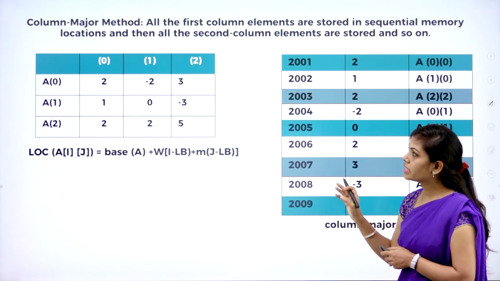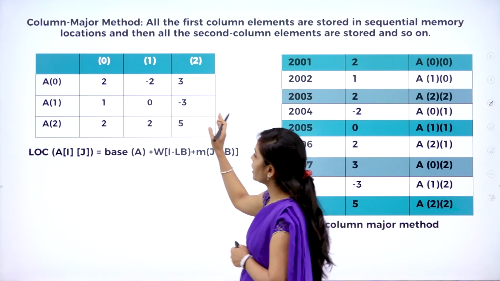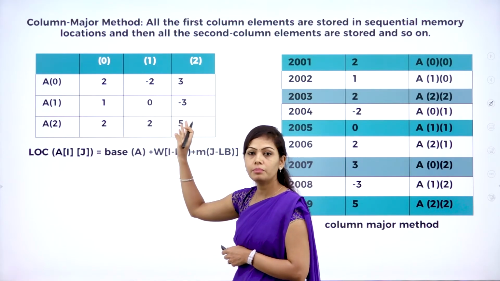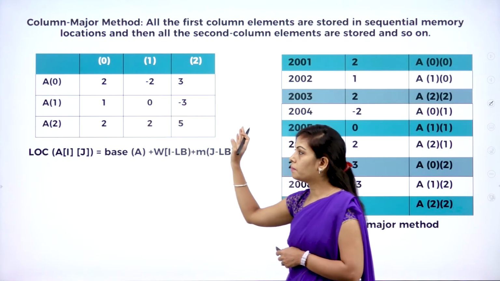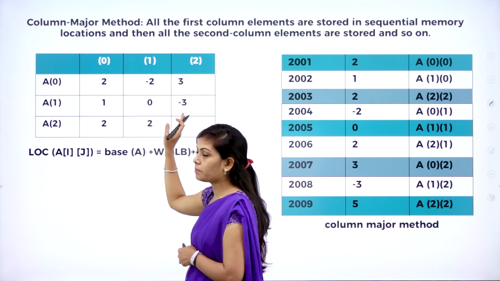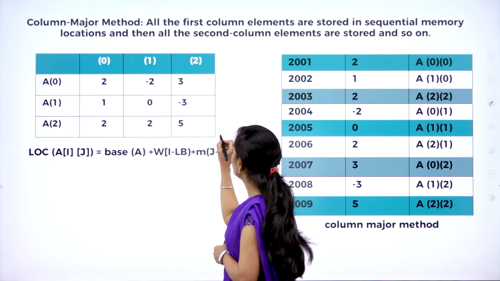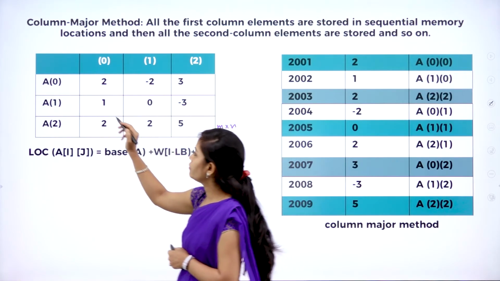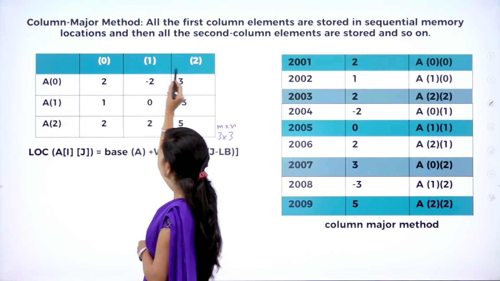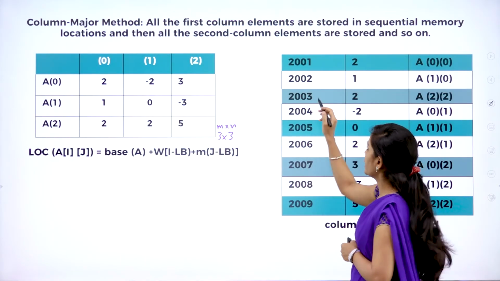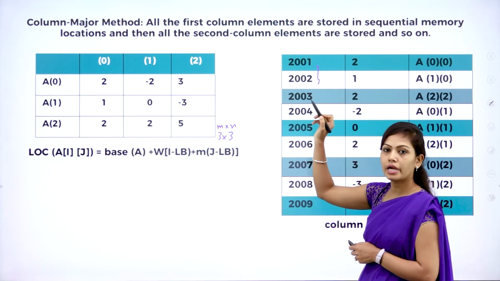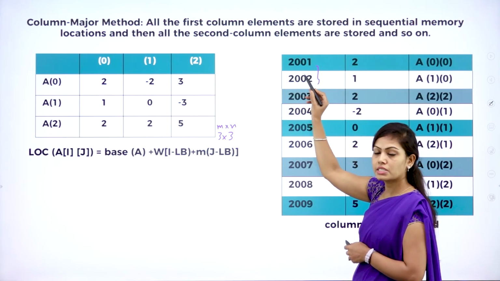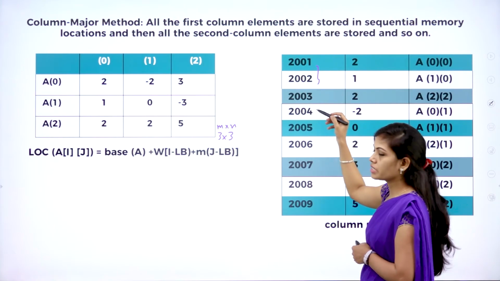Very simple concept. Next is column major order. Here we have a 3 cross 3 matrix, that is M cross N order. All the first column elements are stored in a sequential manner. So 3 cross 3 means M value is 3 and N value is 3. Here we have A of 0, 1, 2 for rows and columns. Again I will consider addresses 2001, 2002, 3, 4, 5, 6, 7, 8, 9. The base address is 2001 and the width of each address is 1.